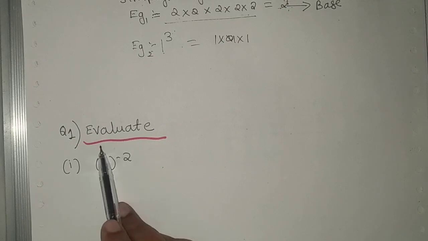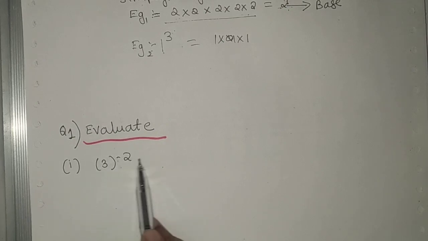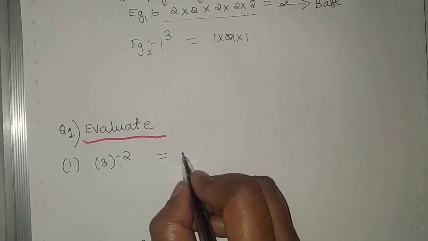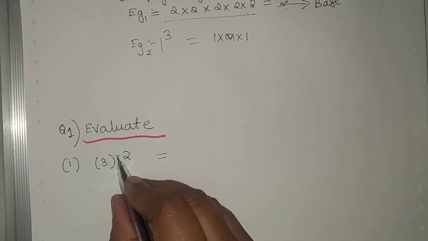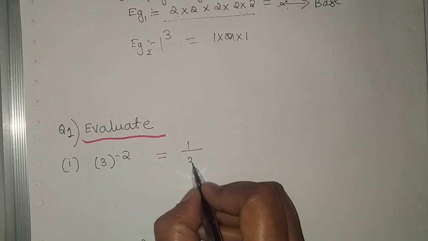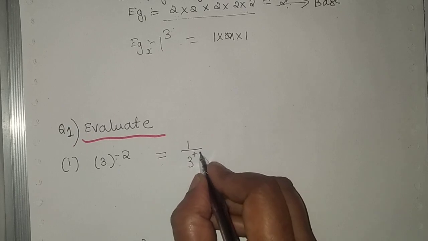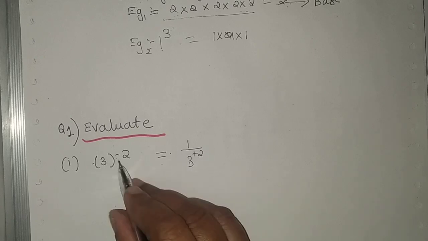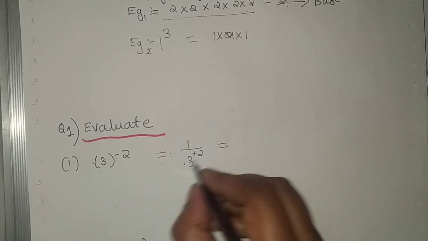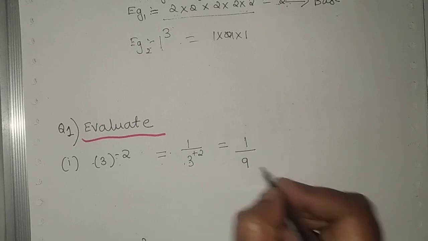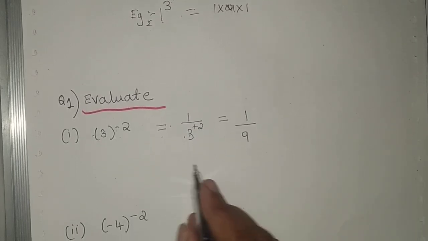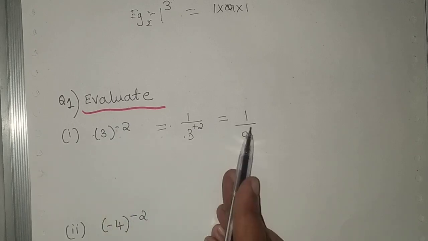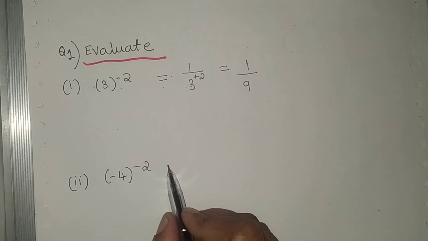They have given: evaluate 3 power minus 2. This can be written as 1 by 3 power 2. When this comes to the denominator, this minus becomes plus. So if this is in the numerator, now it becomes denominator, then minus 2 will become plus 2. So what is 3 square? 3 square is 9. This is how to solve. Whenever this power comes down, it will become plus. Now we move to the next one.